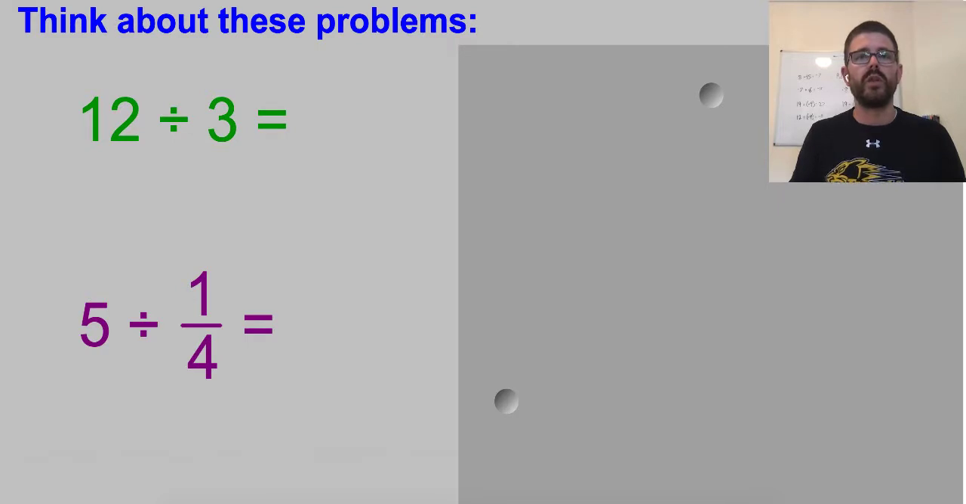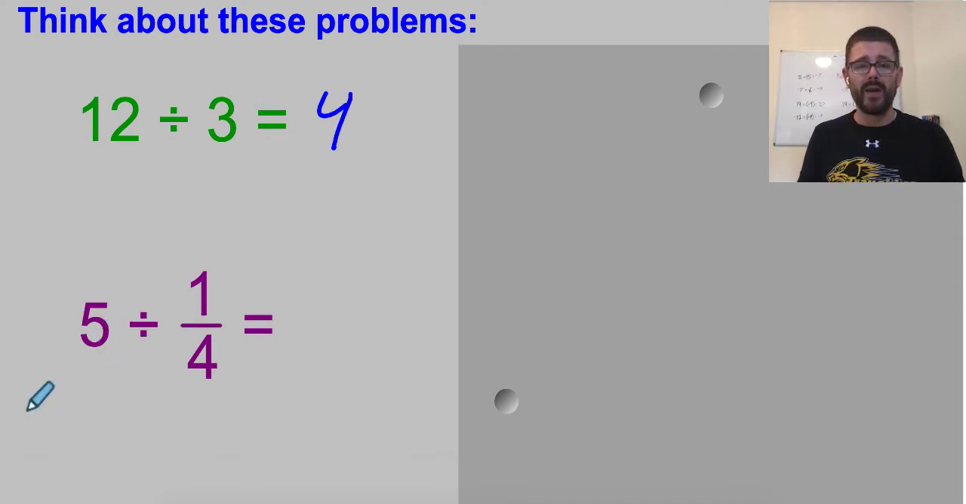So we start with division. 12 divided by 3. Hopefully that's not too complicated for us. We all know that's going to be 4. This one's a little tougher. We have 5, and we want to chop it up into little 1/4 pieces. So here we had 12, and we want to break it up into 3 pieces.